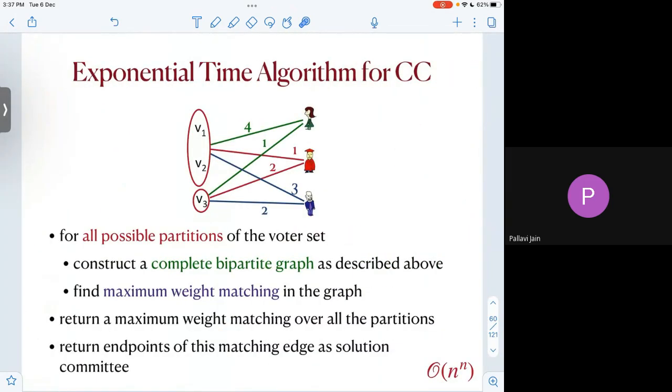I can now try all possible partitions. For every partition, find the maximum weight matching, and then at the end, return the one which has the largest weight. Of course, candidate endpoints. That's going to be your committee. So this is an n to the power n algorithm because you try all possible partitions. But we can do much better. We can design a 2 to the power n algorithm.